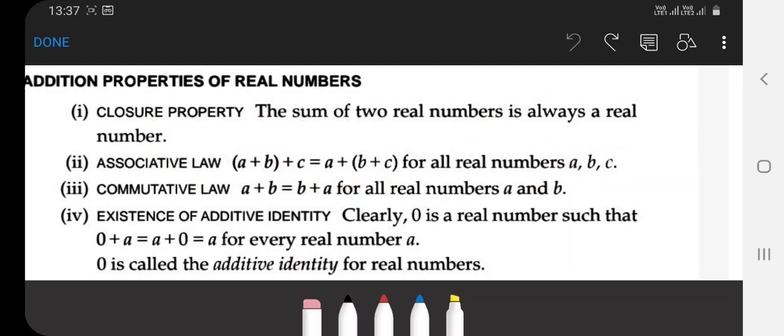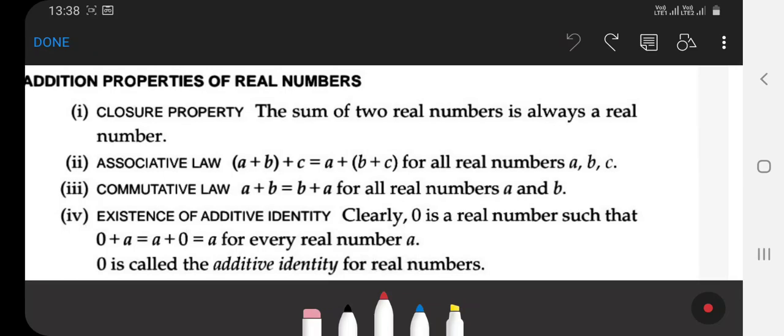Associative law. If a, b and c are real numbers, then (a plus b) plus c is equal to a plus (b plus c). Commutative law. If a and b are real numbers, then we can say that a plus b is equal to b plus a.